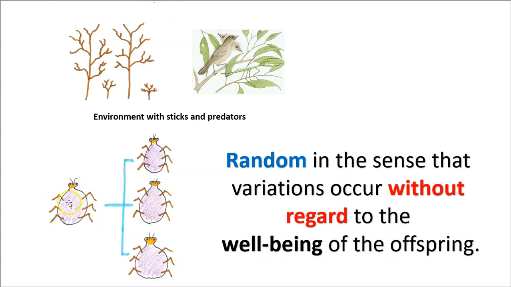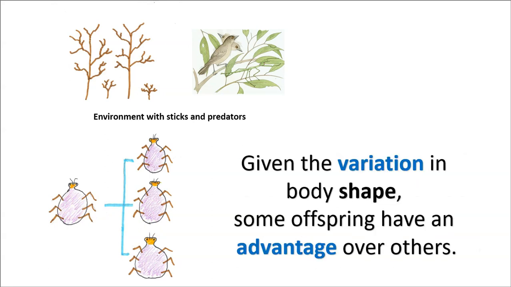It's not like the parents are looking around and realizing there's birds in the environment and they're in a stick environment, and so the parents are thinking, hey, listen, we need to have some babies that look more like sticks. No, they cannot steer the characteristics of their offspring. The variations we see here are random, outside the control of the parents' wishes or desires, if they had any.